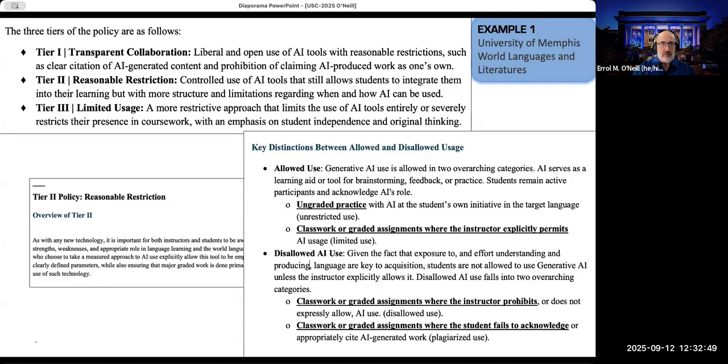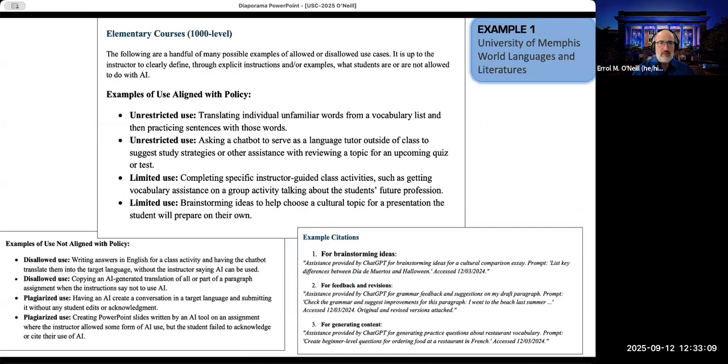policy. So listing some allowed uses for the chatbot, some disallowed uses in terms of graded assignments, and making sure that things are cited. It will depend on each individual instructor and each institution what they would like the specific requirements to be. We also broke it down in terms of levels. What you would like a first semester student doing with an AI might be very different from what you want a 4th year student who's taking conversation and composition courses, for example.